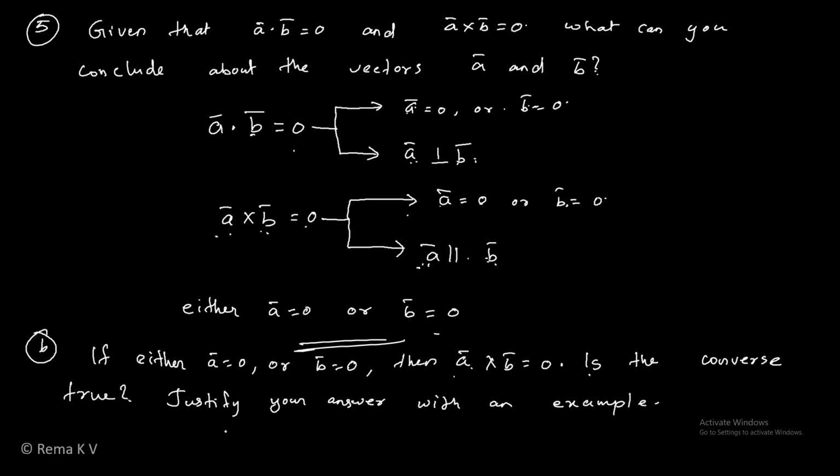What about the converse? A cross B is equal to 0. Can you say that if A cross B is equal to 0, then always A is equal to 0 or B is equal to 0? Does this imply A is equal to 0 or B is equal to 0? See, in the previous question, the answer is there. Is it true that always either A is equal to 0 or B is equal to 0 to get the cross product equal to 0?